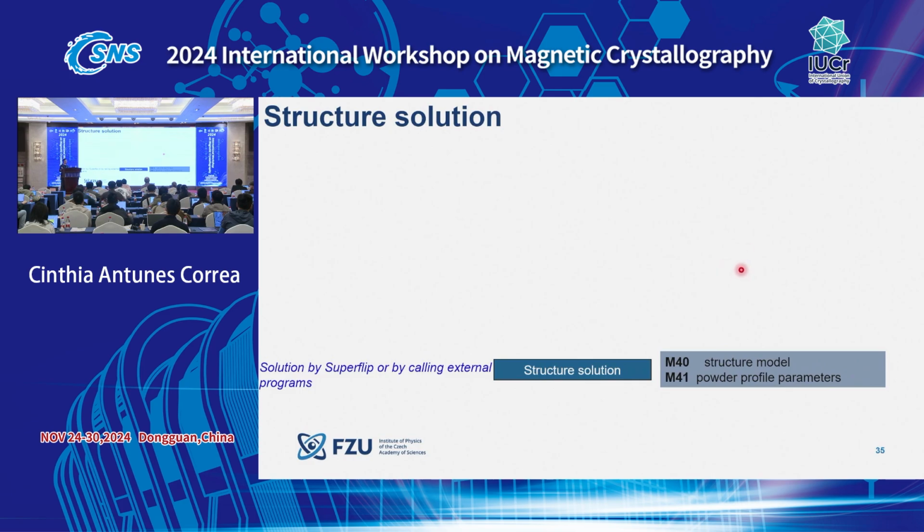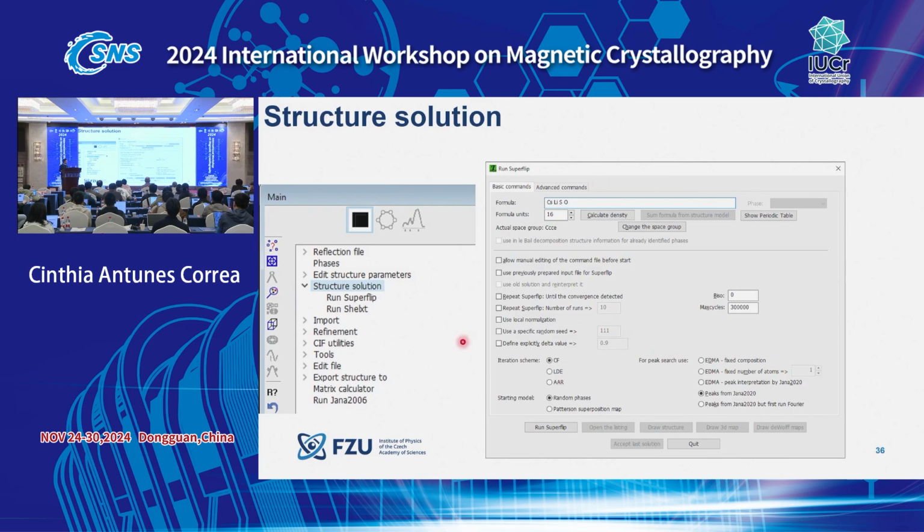Once you have the symmetry and the space group, you go to the structure solution, and then JANA will create M40 with the model, and M41 in case you have powder data, so it has the information on the profile parameters. For the solution, we have Superflip, which comes with JANA, but we can also add other programs here. This is a matter of choice, so JANA can communicate with them as well.